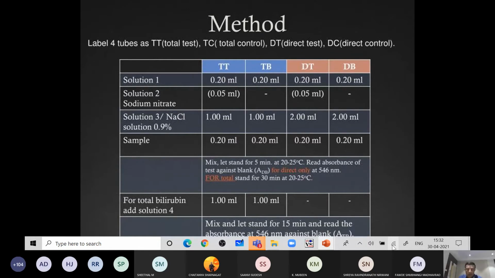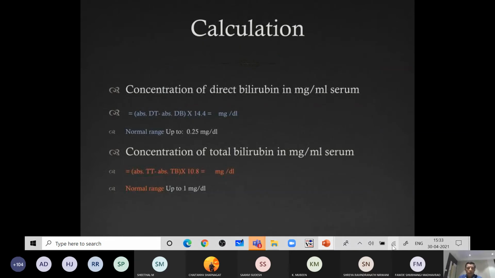This is the procedure we will perform in the laboratory, and once you join here, we will discuss once again how we have to estimate it and what color you will find on addition of the reagents. We are estimating by the kit method, so that will be analyzed in the laboratory.